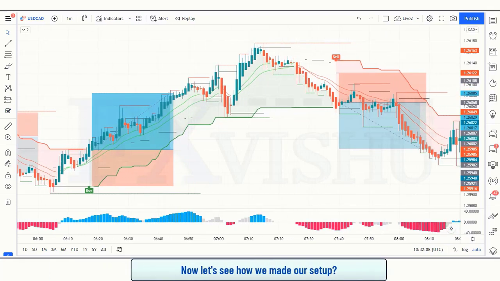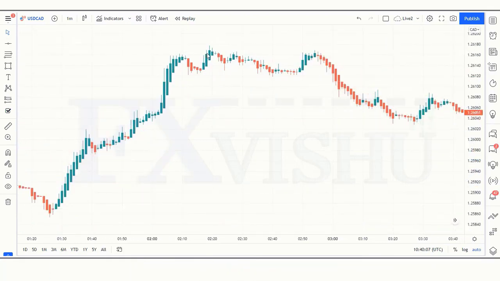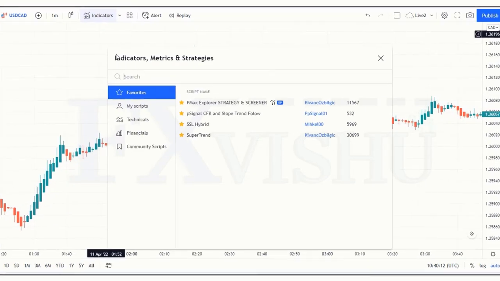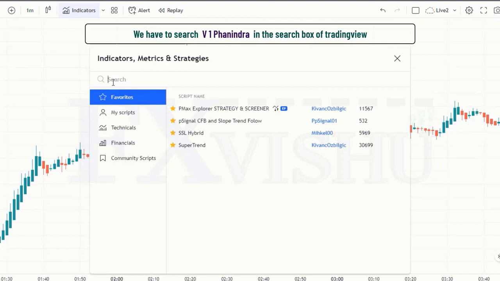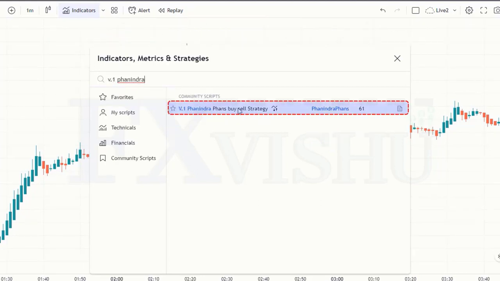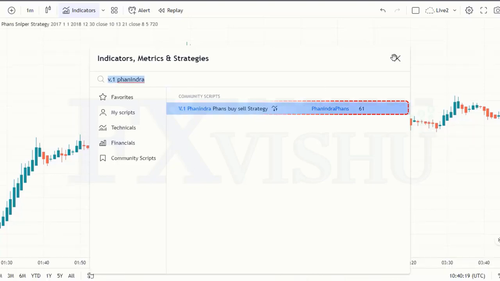Now let's see how we made our setup. First of all, we will search V1 Phanindra in the search box of TradingView. After that we have to click on V1 Phanindra Fonts Buy Sell strategy option.